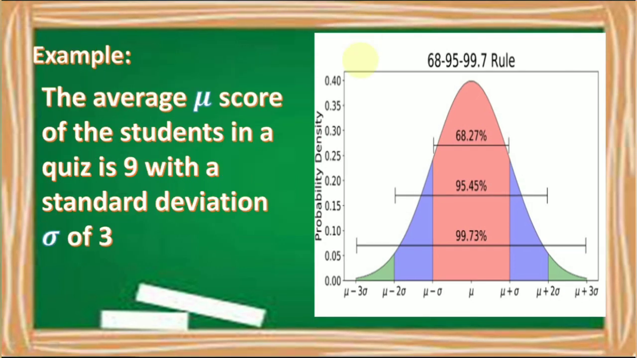Let's have an example. The average score of the students in a quiz is 9, with a standard deviation of 3. So our mean is 9, which is placed at the center of the normal curve. Then μ plus σ is 9 plus 3 equals 12. μ minus σ, that is 9 minus 3, is 6. μ plus 2σ, that is 9 plus 6, is 15. μ minus 2σ is 9 minus 6, which is 3. μ plus 3σ is 9 plus 9, which is 18. And μ minus 3σ is 9 minus 9, which is 0.